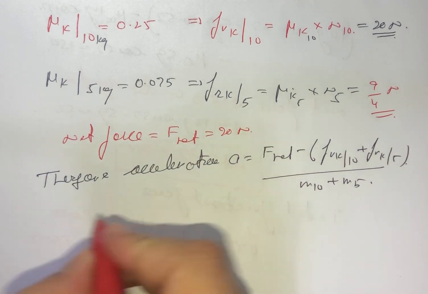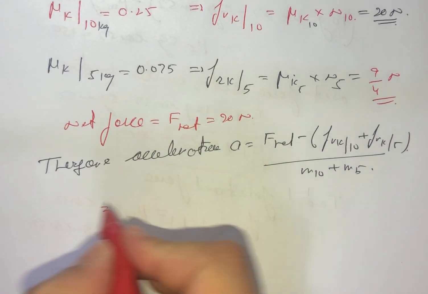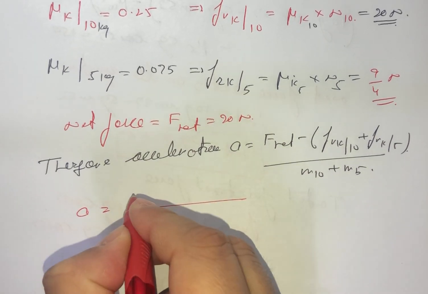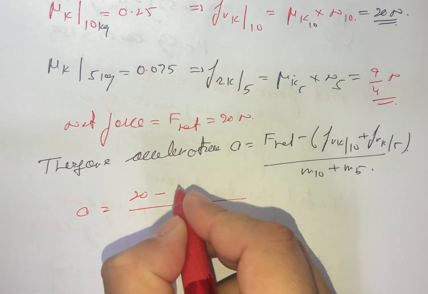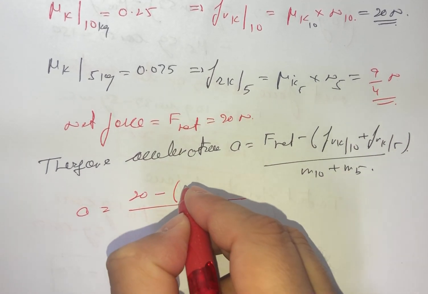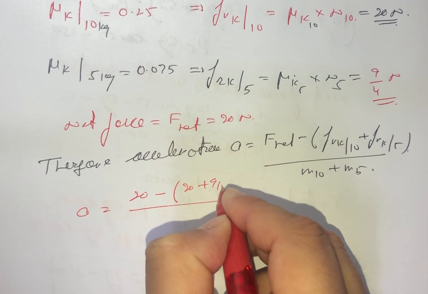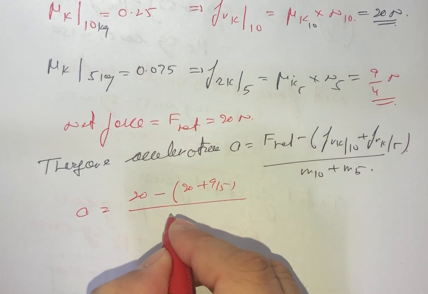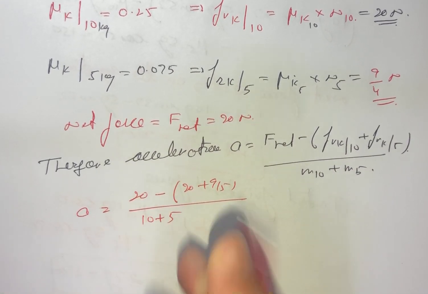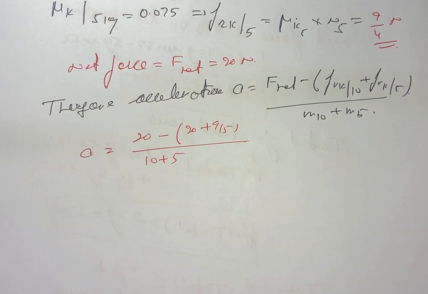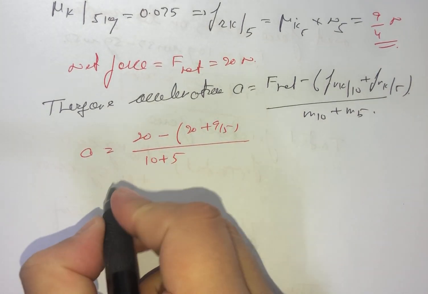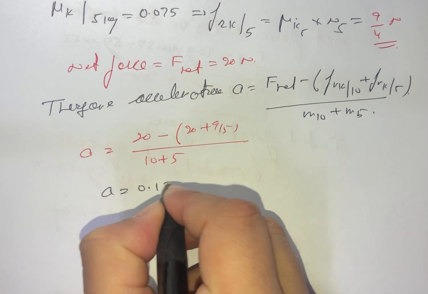So if we substitute the value, we get A is equal to 20 minus Fr10, which is also 20, plus 9 by 4, divided by 10 plus 5. So we get this acceleration as 0.15.